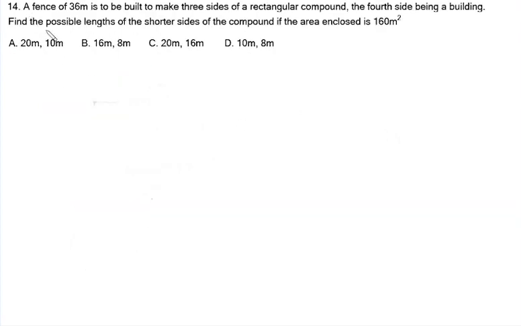For question 14, we have a fence of 36 meters is built to make 3 sides of a rectangular compound, the fourth side being a building. Find the possible length of the shorter side of the compound if the area enclosed is 160 meters squared. To solve this question, I feel that it is important to have a visual representation. So let's say this is our house, our building.